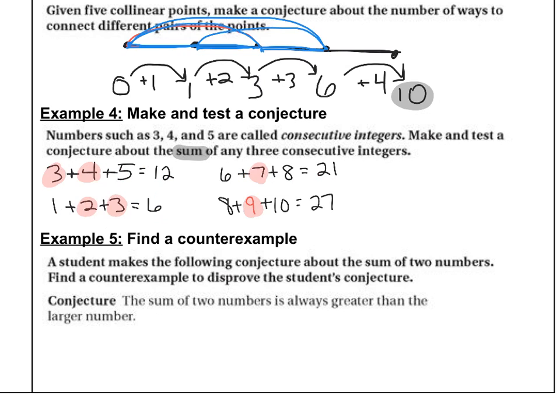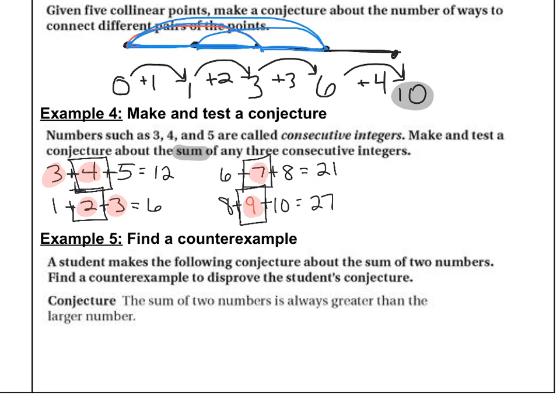Notice which number is circled every time. The middle integer is always circled, right? And what do we notice about that middle integer? Hopefully we notice that, oh look, 4 times what equals 12? Oh, 4 times 3 equals 12. What's 2 times 3? It equals 6. What's 7 times 3? It equals 21. What's 9 times 3? It's 27.